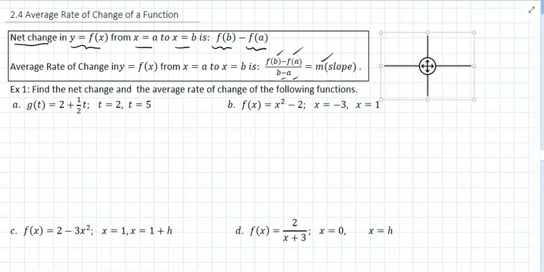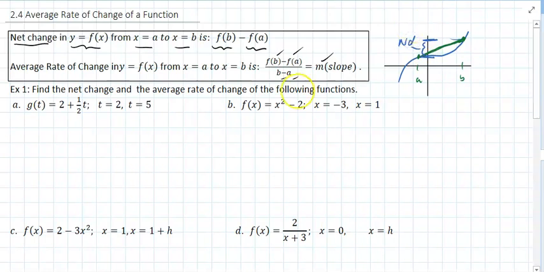If I have a graph, and I'm looking at y equal f of x, if I run this from x equal a to x equal b, the slope of this line would be the average rate of change. But if I want to find the net change, that's simply y2 minus y1. That's the net.